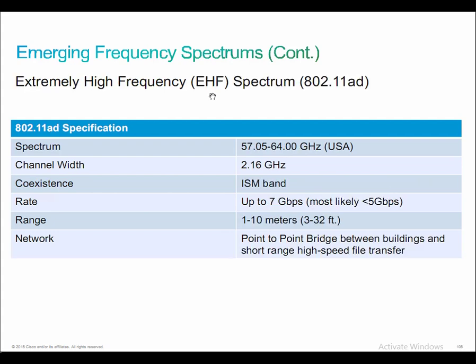This is an extremely high frequency. If you look at that, that's way up there, 57 to 64 gigahertz. But the range is very, very short, only about 10 meters, but 7 gigabits of throughput. Now, there's actually a couple of applications for this, and this is the one that I think will really change home automation, change home connectivity, and quite a few other things.